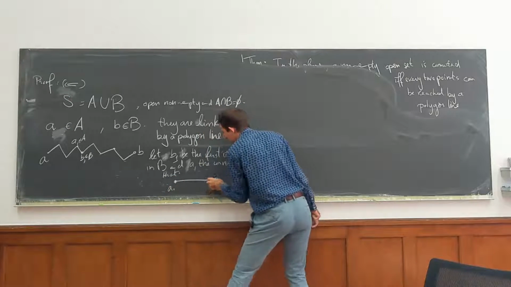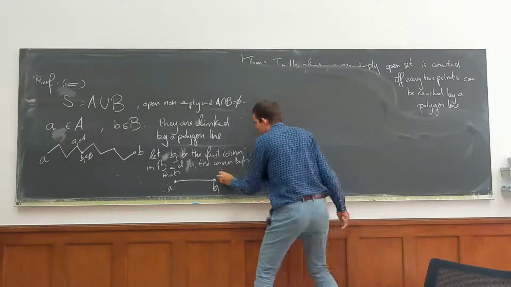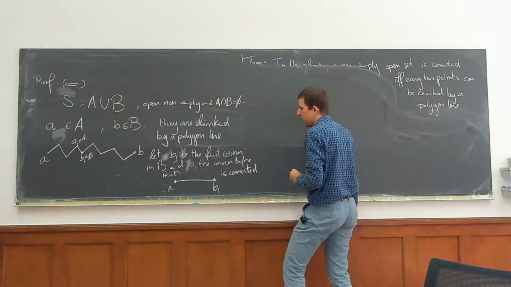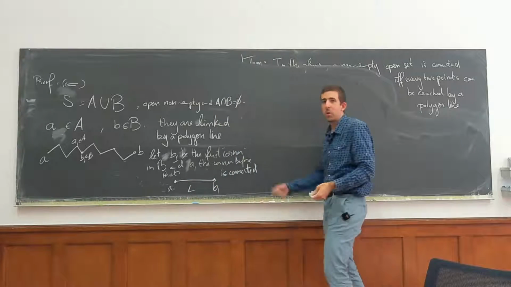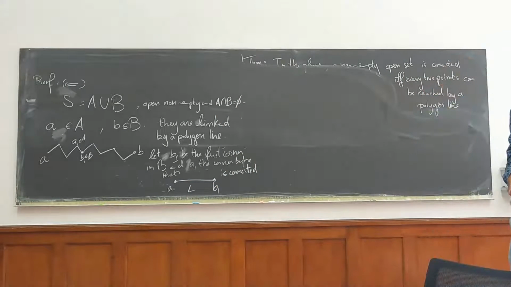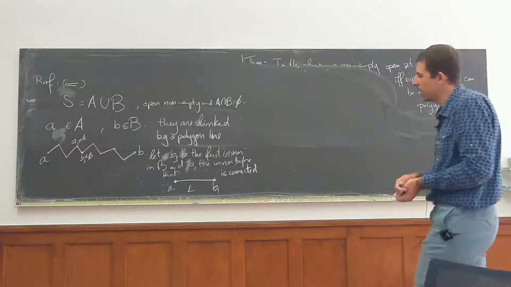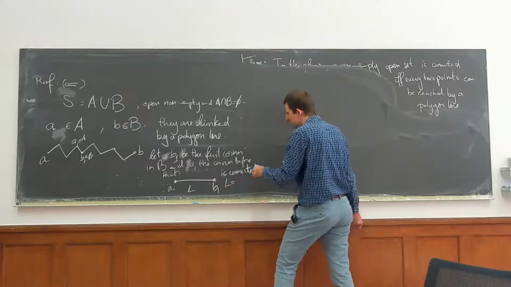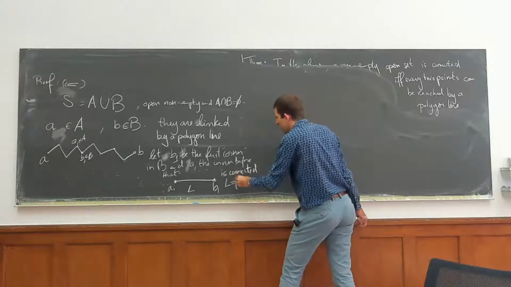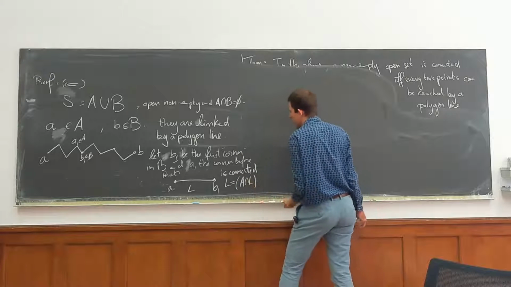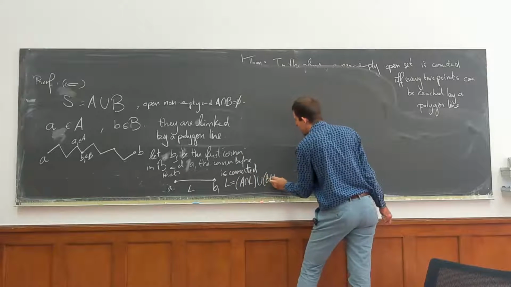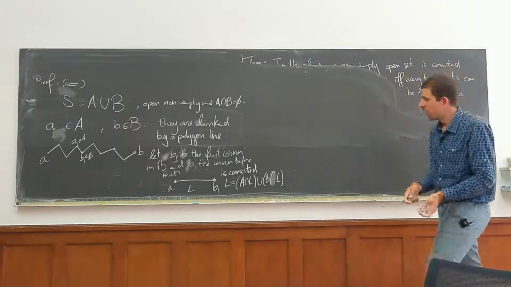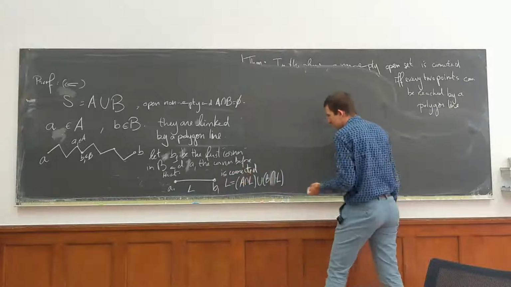The line from A1 to B1, we know is connected. Let's call this set L. We just showed that intervals are connected, so this is connected. However, L would be equal to A intersected with L, union B intersected with L. And this would be a contradiction.